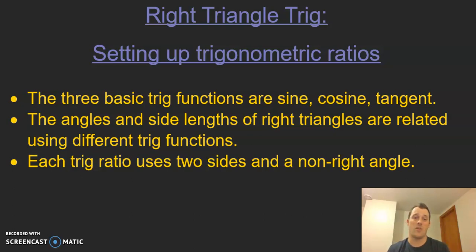In this video, we're going to talk about how to set up trig ratios with right triangles using sine, cosine, and tangent. So those are the three basic trig functions you need to know. And we're going to need two sides of our right triangle and one of the angles that is not the right angle.